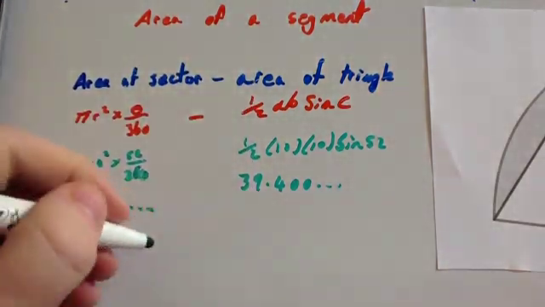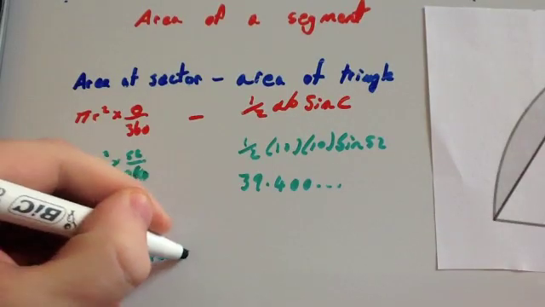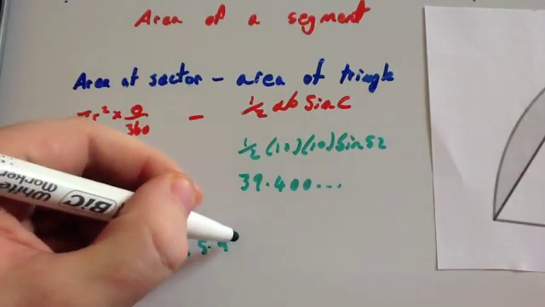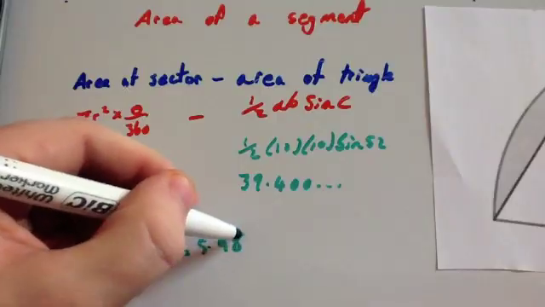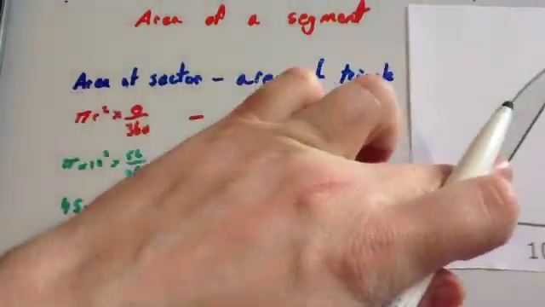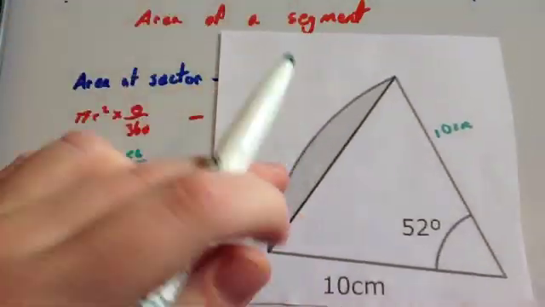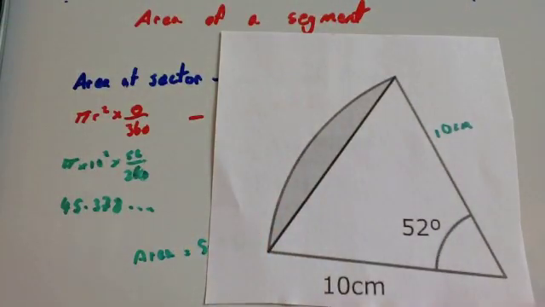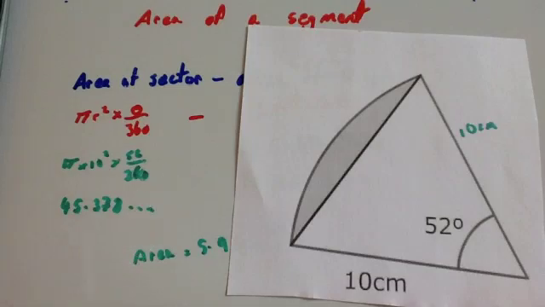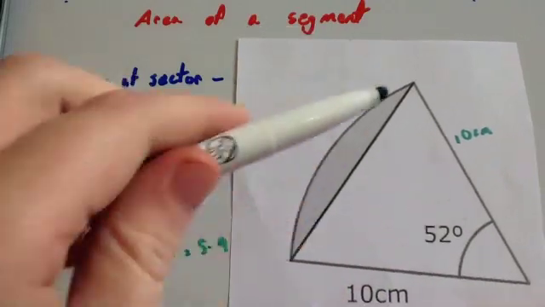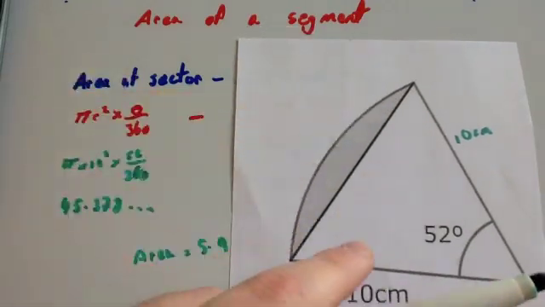So the area equals 5.98 centimetres squared. This area here of this segment would be 5.98 centimetres squared. All we've done is work out the area of the sector, the area of the triangle, and take them away from each other.